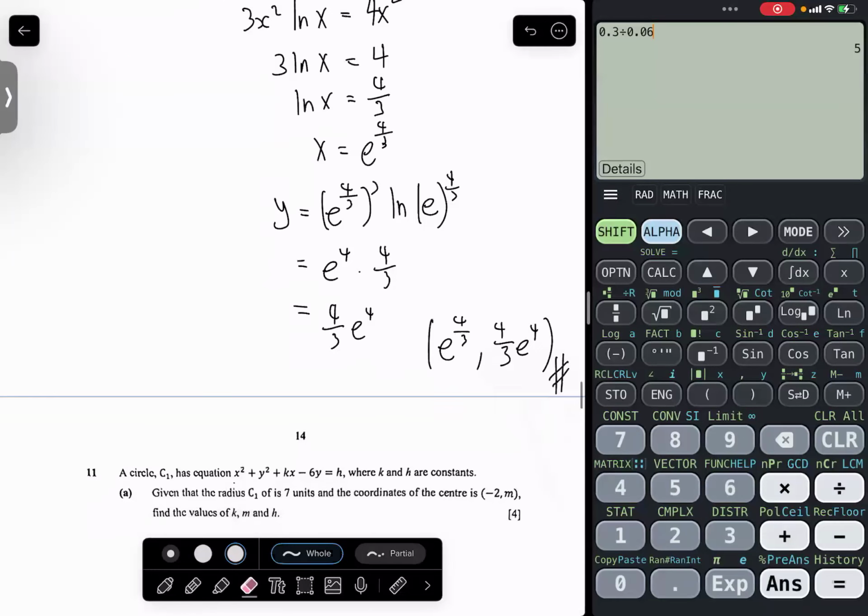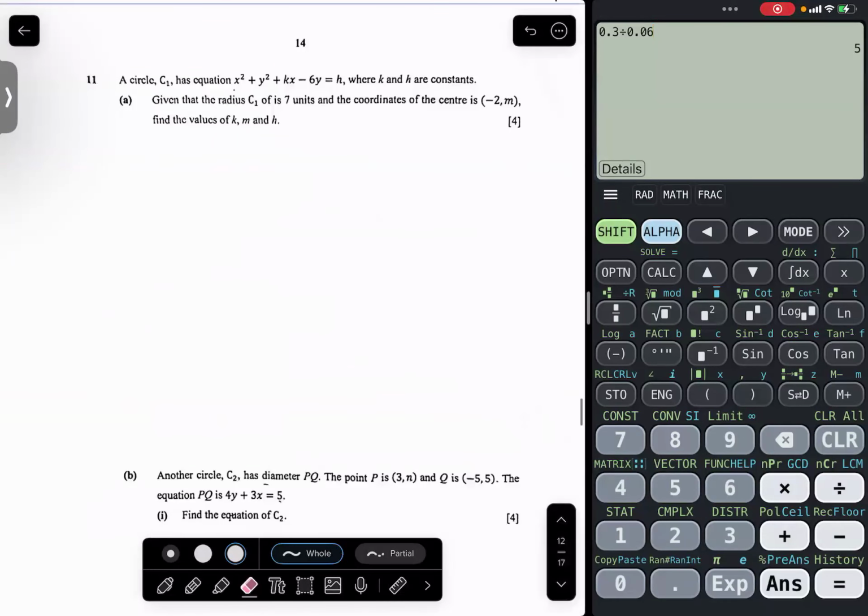Question 11. A circle has equation x² + y² + kx − 6y = h, where k and h are constants. Given that the radius of C1 is 7 units, and the coordinates of the center are (−2, m), find the values of k, m, and h.